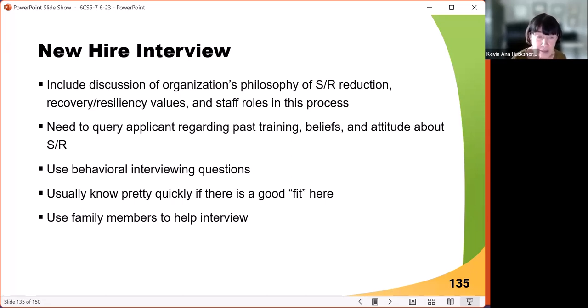We want to talk to the applicant about what their past training has been on using seclusion and restraint. What do they believe about it? What is their attitude about it? We're going to want to use behavioral interviewing questions, which means we're going to ask questions that will have a person have to use their judgment. These are the kinds of questions that there's not a right or wrong answer.